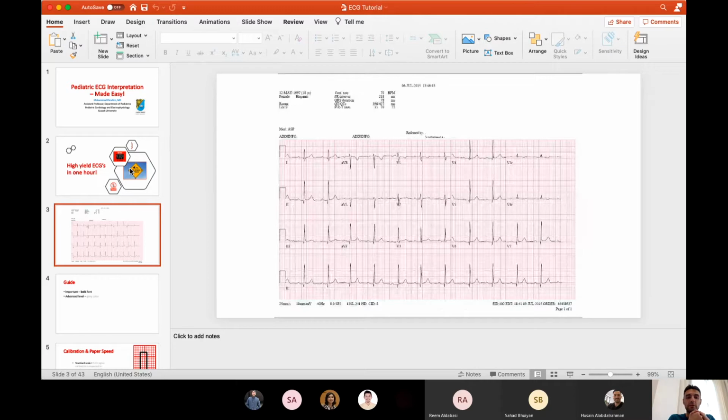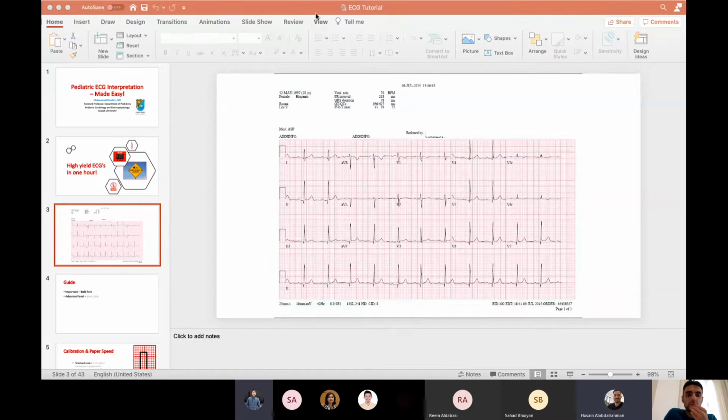I will start with an example. Please, anyone, just volunteer and try to read this ECG. It's not tricky, it's an easy ECG. Anyone? I can start.